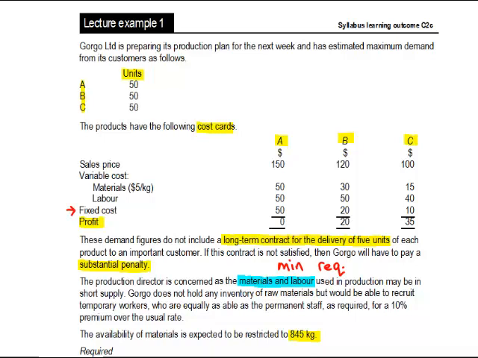So you'll never have a situation where there's two, it's always going to be one. Now, we're told here that they could recruit temporary workers. That means that actually they can get some more labour. So labour's okay. The actual thing that's going to be limited is therefore going to be our materials. And we're told that that's limited to 845 kilograms. So when we do our solution, we're going to work with the fact that the materials is actually the limiting factor.